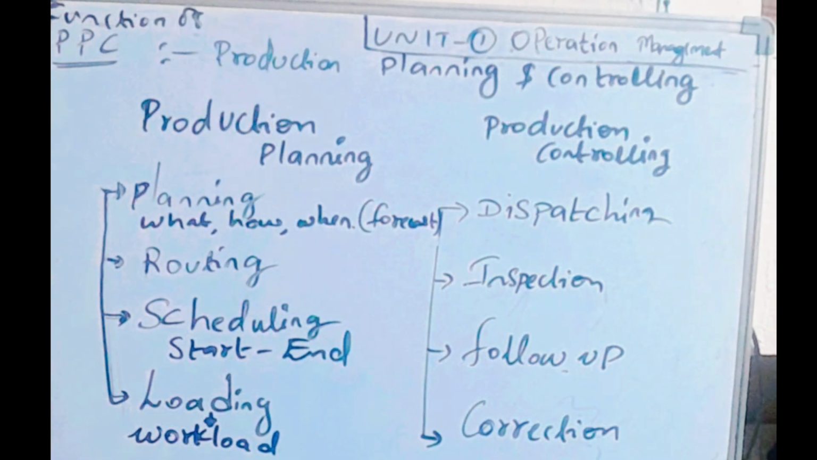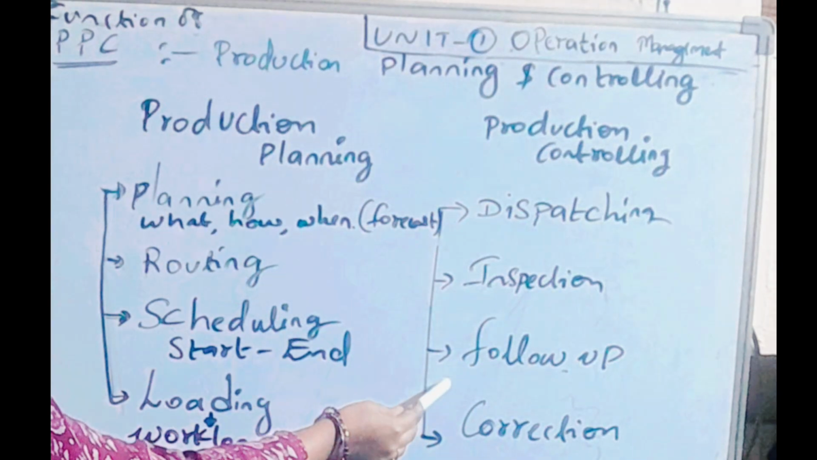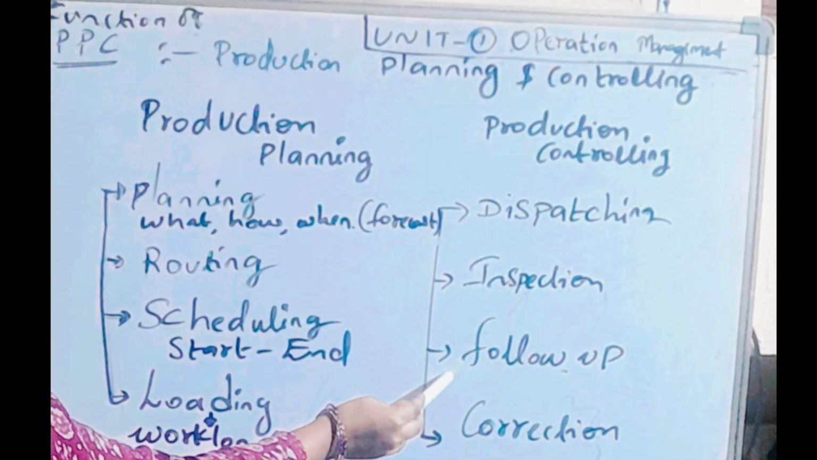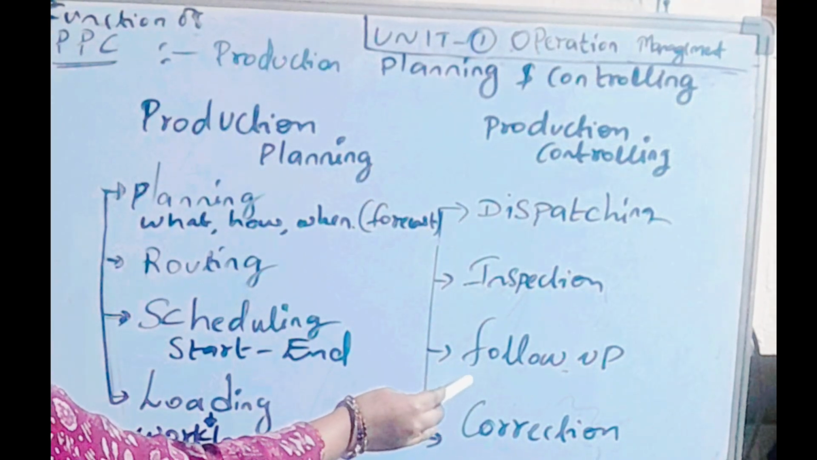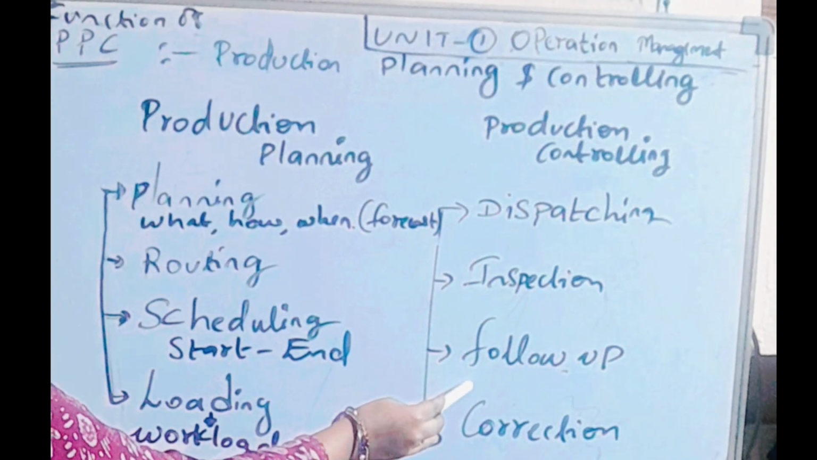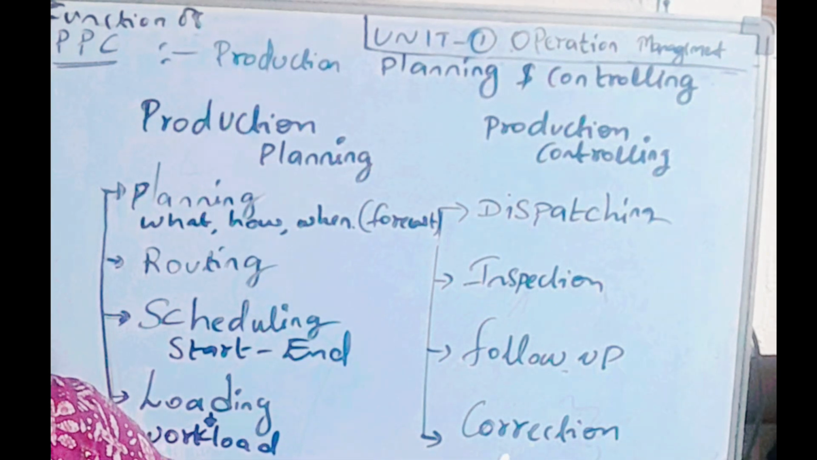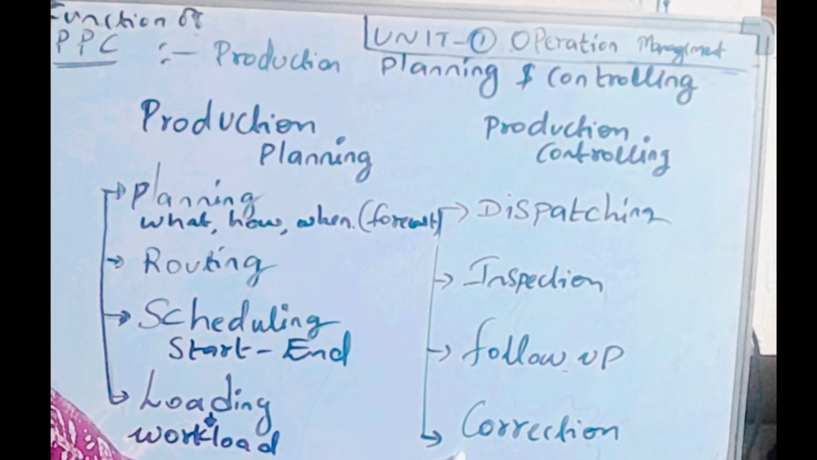Already in our previous class we discussed quality checks, so inspection will also be there. Now the third one is follow up: checking the progress of work, and removing delays and bottlenecks in production. The last one is correction. Correction means corrective actions: taking steps to correct deviations from plans, and revising schedules, methods, or workloads if required.